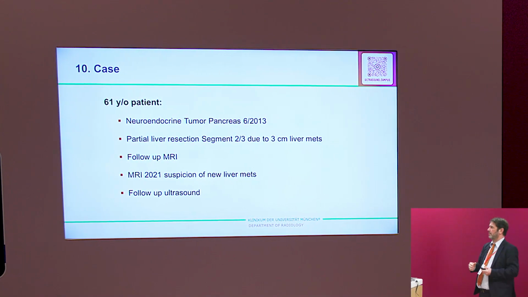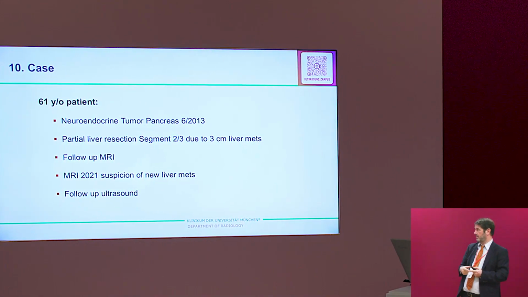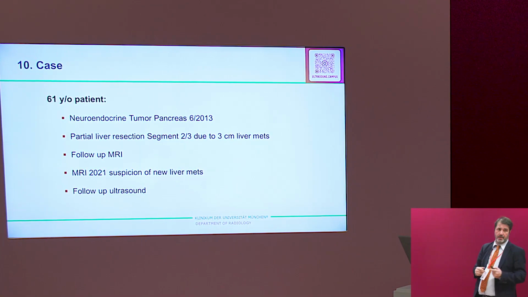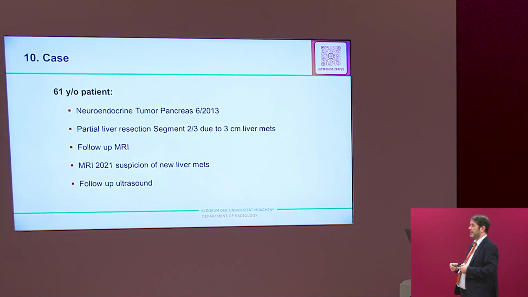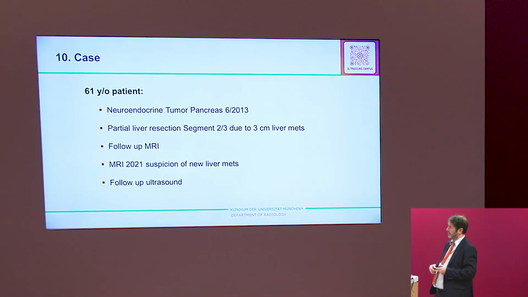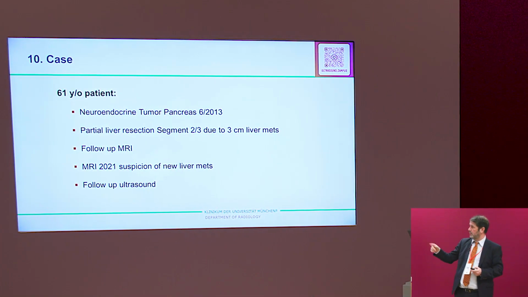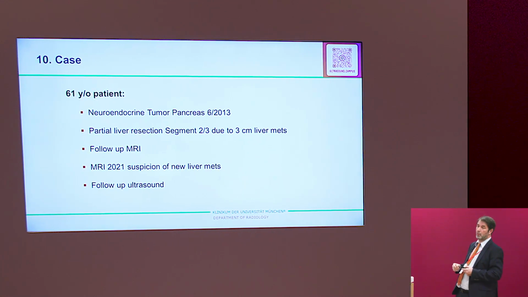Now you see a long patient history. The patient suffered from pancreas cancer. This patient underwent partial resection of the liver. Segments 2 and 3 are part of the left liver lobe. There was a 3 centimeter liver met. The patient comes to the MRI, and in 2021, even after a long time, 8 years after pancreas cancer, there is suspicion of new liver mets.